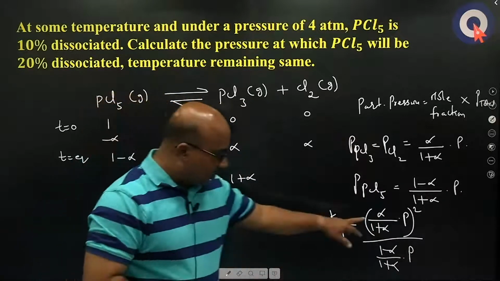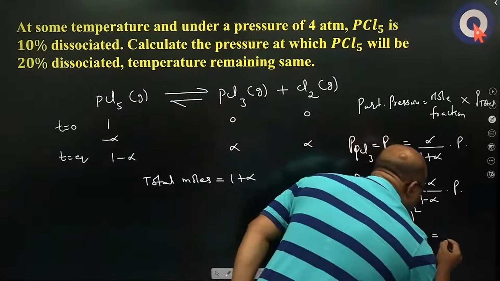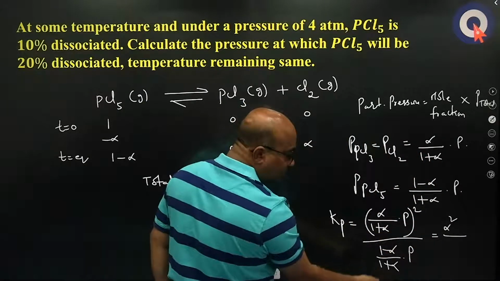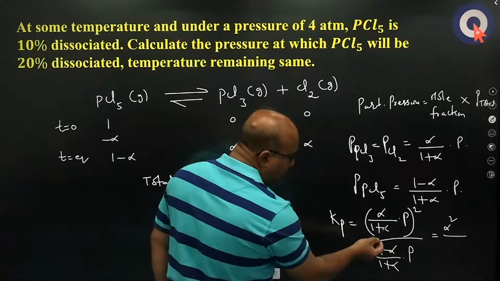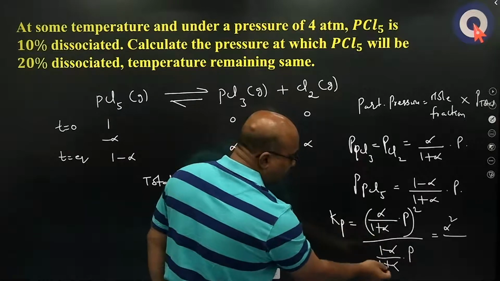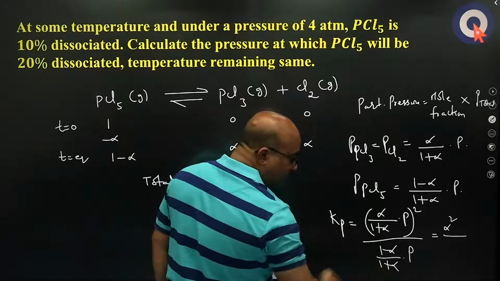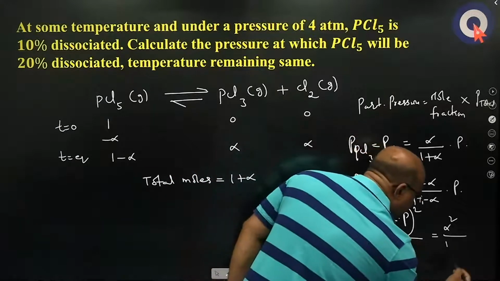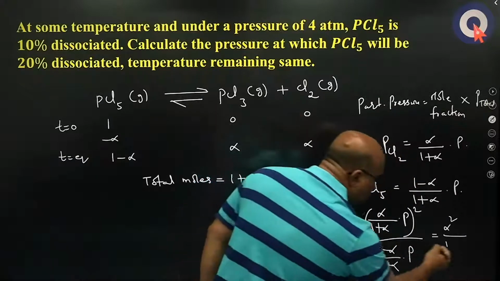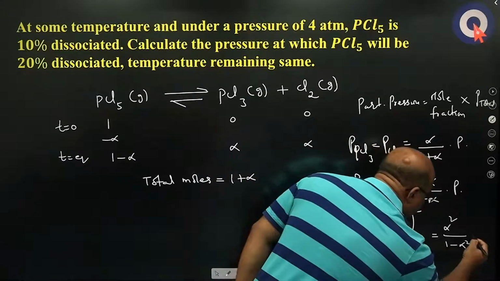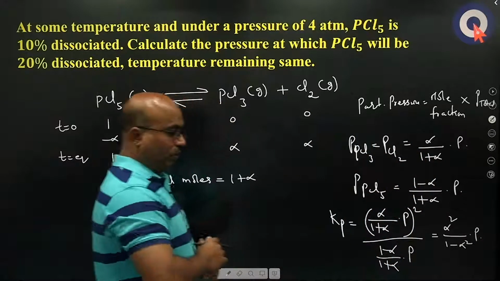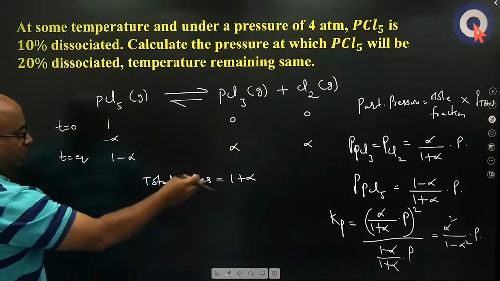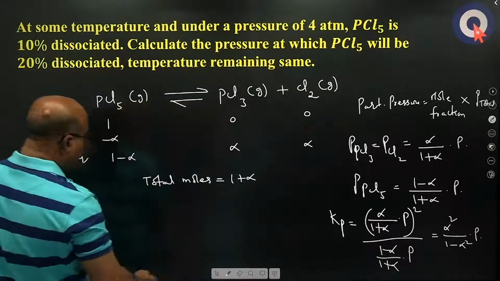So what will its expression be? It's alpha square. One of the P gets cancelled, one P left, and in the denominator also 1 plus alpha gets cancelled, and 1 plus alpha completely goes in this denominator, but 1 plus alpha remains in the numerator, so that it is 1 plus alpha into 1 minus alpha. So it's overall alpha square by 1 minus alpha square into P. Clear? So what we use now, the Kp remains same, so we can take like this now.